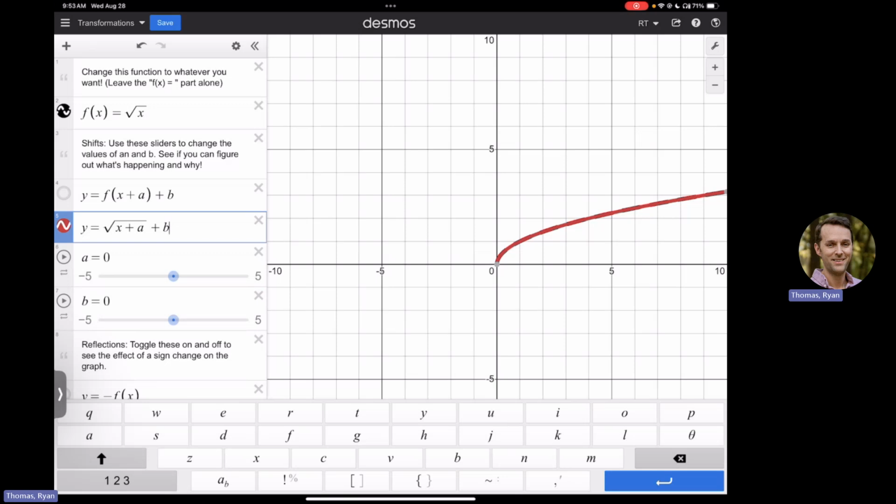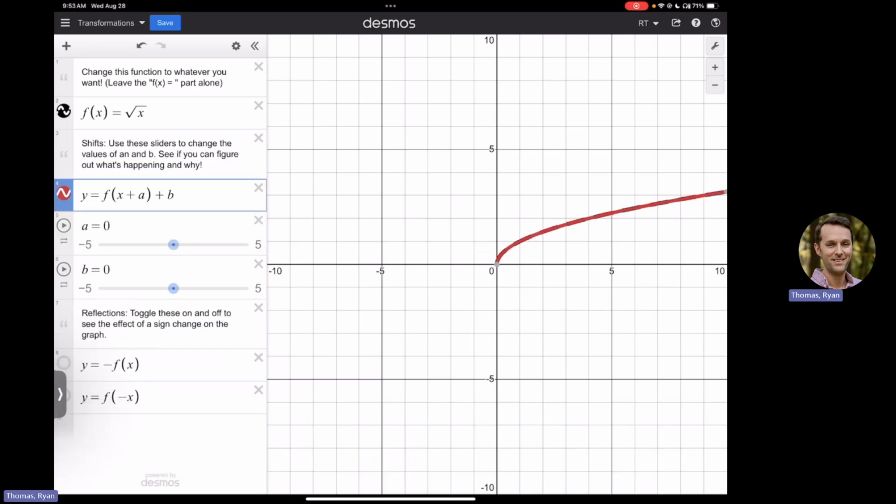B is being added outside of the square root. If you think about order of operations, that would happen after taking the square root. Square root counts like an exponent, so it happens pretty early, but it also counts as though the stuff is grouped in parentheses. So for order of operations, if I gave you specific values for x and a and b, first you'd add x and a together, then take the square root, then finally add b. Okay, so what we're going to look for is what happens here.